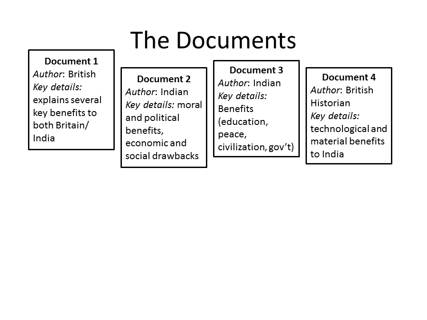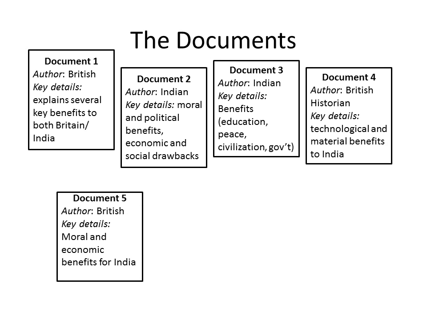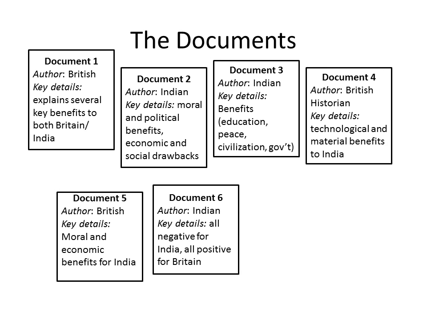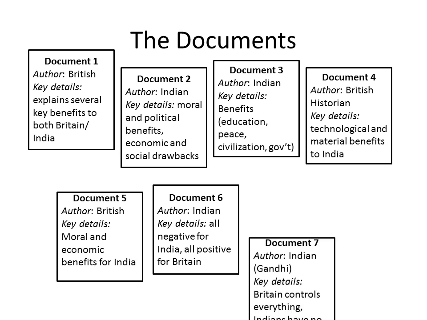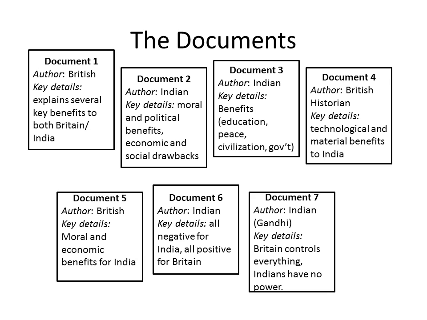It talks about the technological and material benefits to India. Document 5 is a British perspective, moral and economic benefits for India. Document 6 is an Indian who tells us all about the negative for India, but only the positive for Britain. And then document 7, we recognize the author is Indian. It's Gandhi. And Gandhi is talking about how Britain controls everything and Indians have no power.